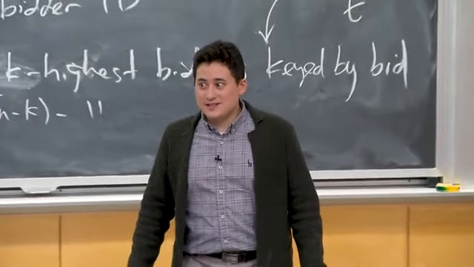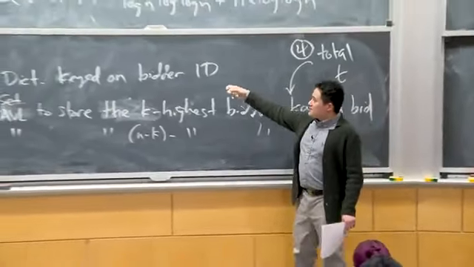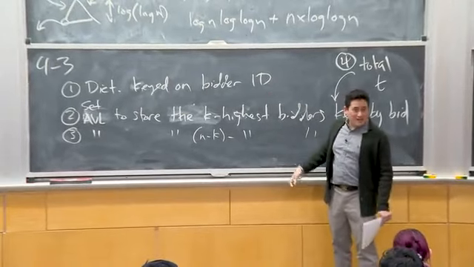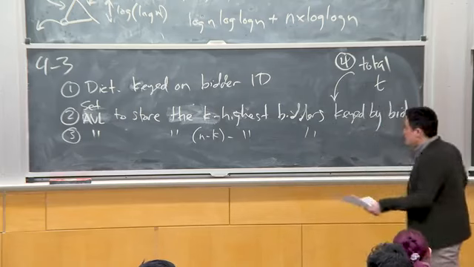Any other questions? We really need to move on here. Dictionary keyed on bidder. We still haven't implemented any dynamic operations. New bid, what do we do?